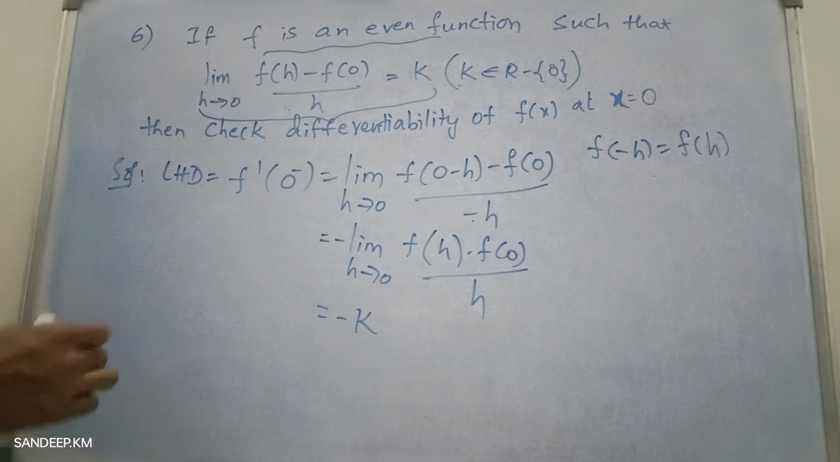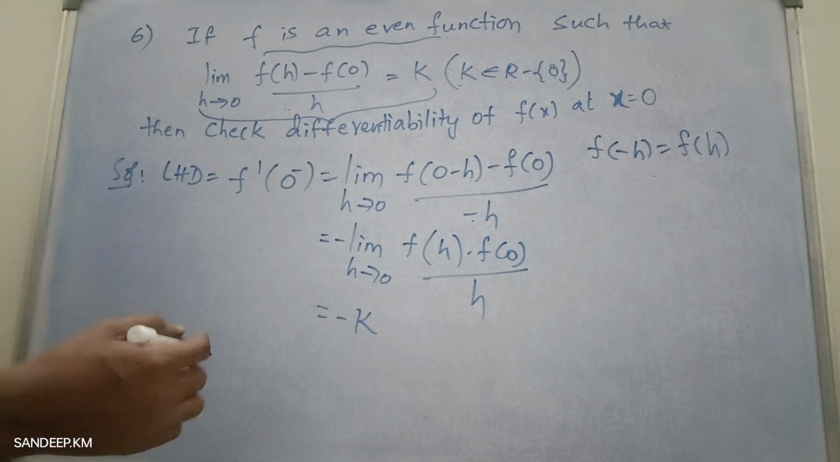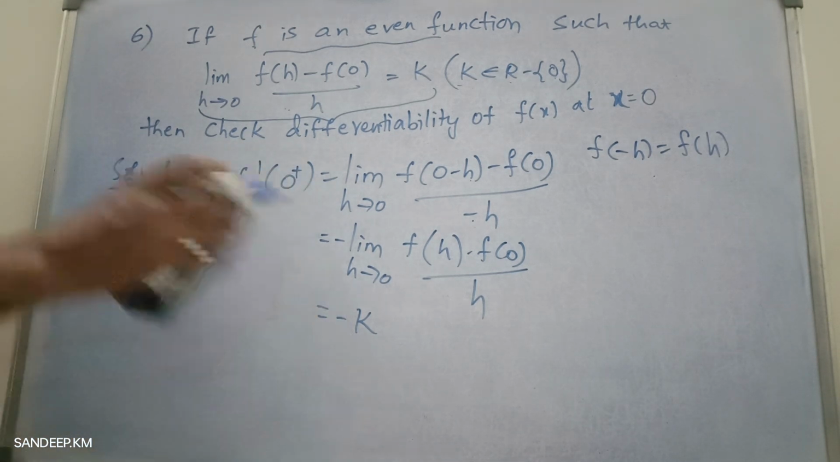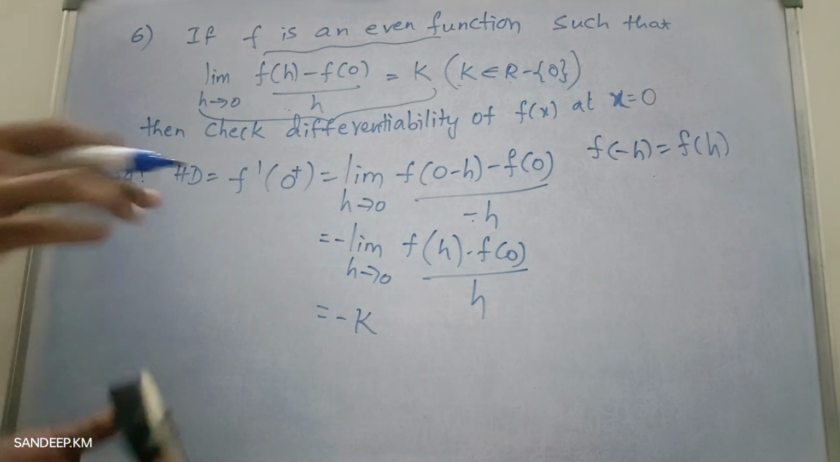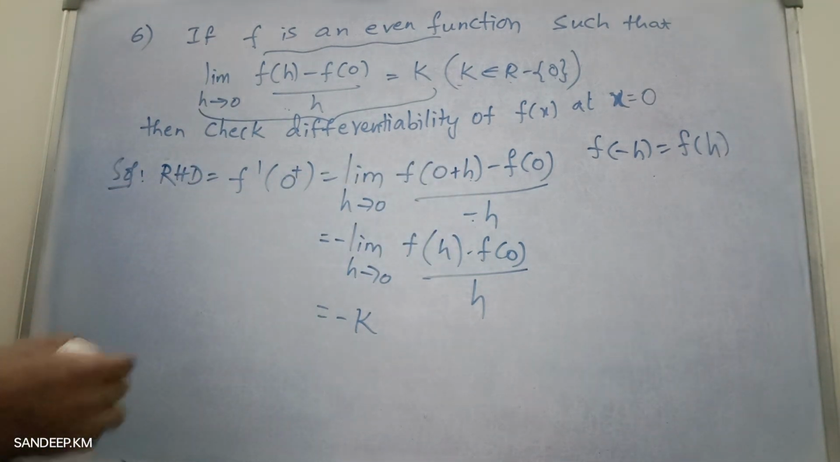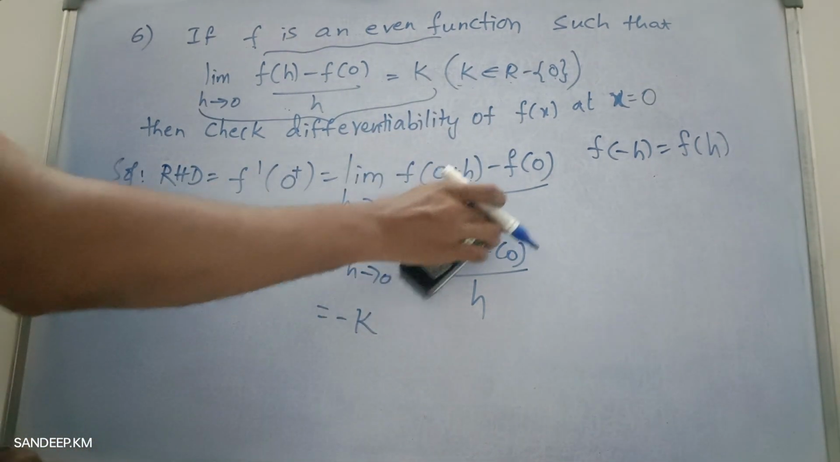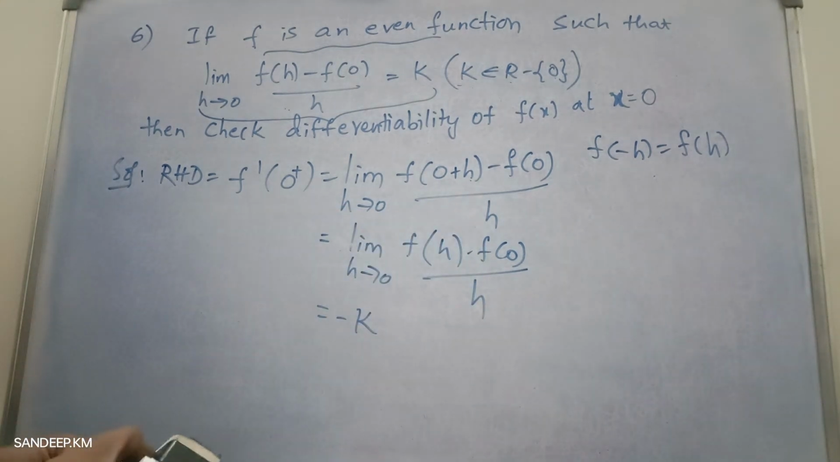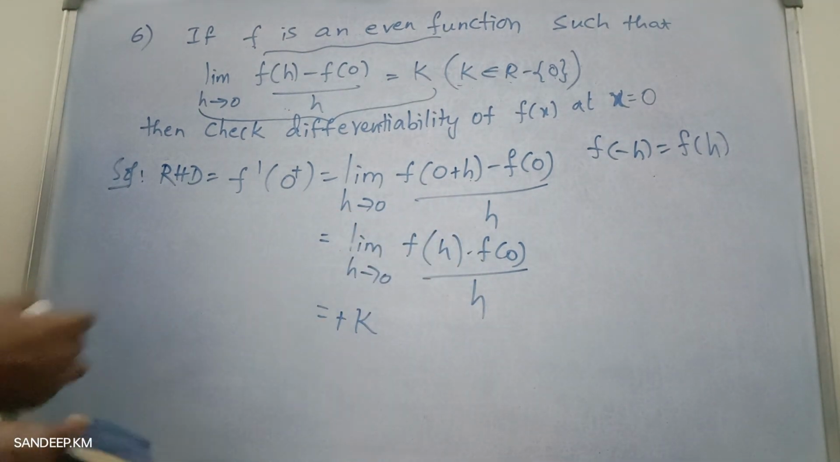Now if you try to find RHD, can you pause the video and try once and check what is RHD? Obviously, RHD is equal to f dash of 0 plus. And what is RHD? f of 0 plus h minus f of 0 divided by plus h. So you will get this. And this is nothing but plus k.